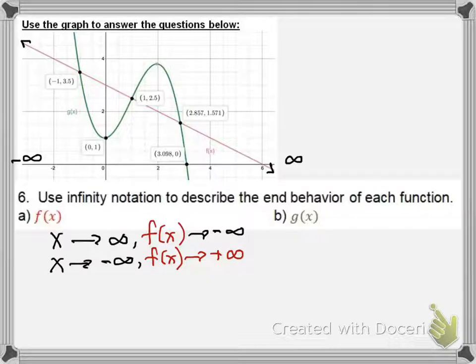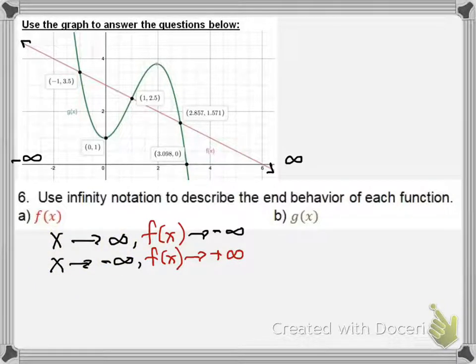It's just that if you are looking at something where somebody else has already written this part down for you, you better look carefully. When they say as x goes to positive infinity, they're talking about as we go to the right, up or down. When they say as x goes to negative infinity, we're talking about as we go to the left, up or down.